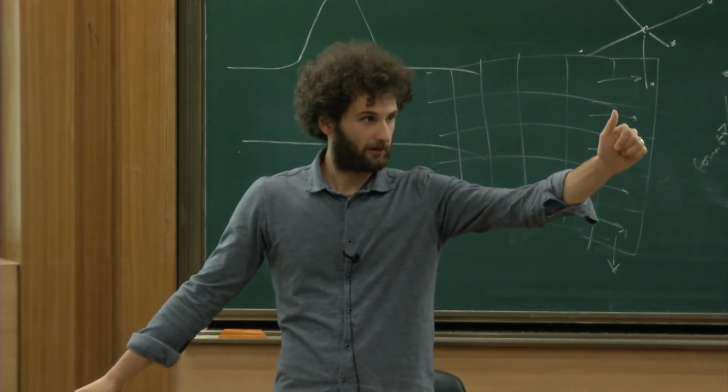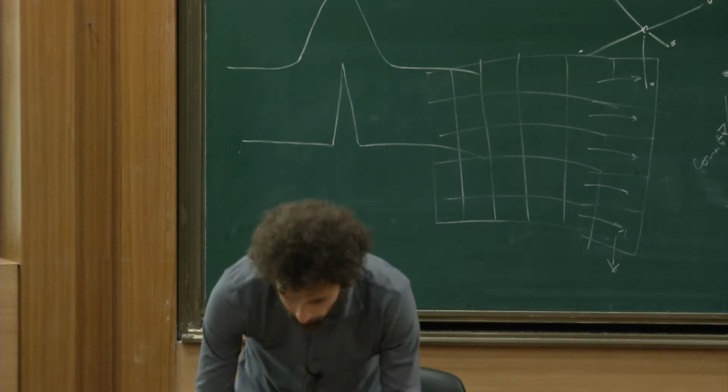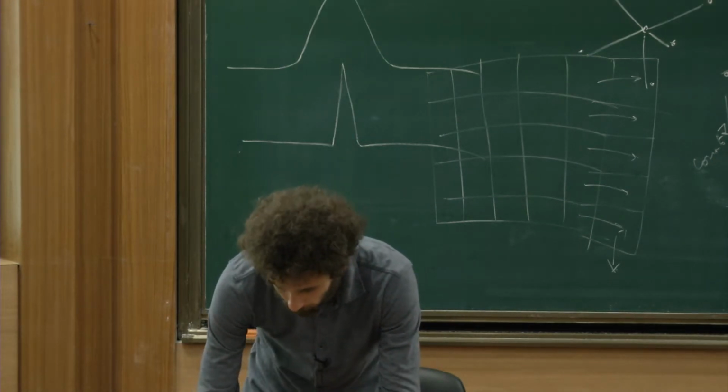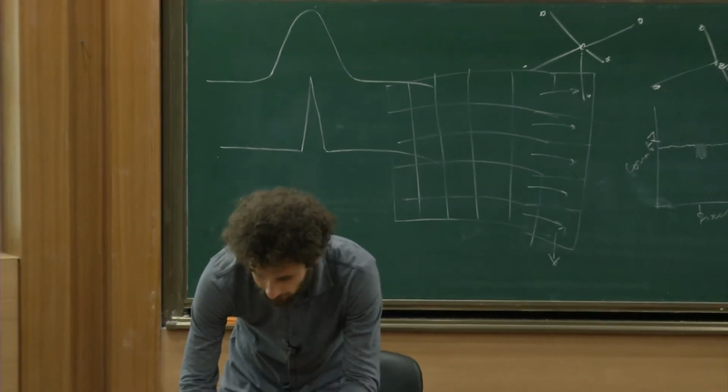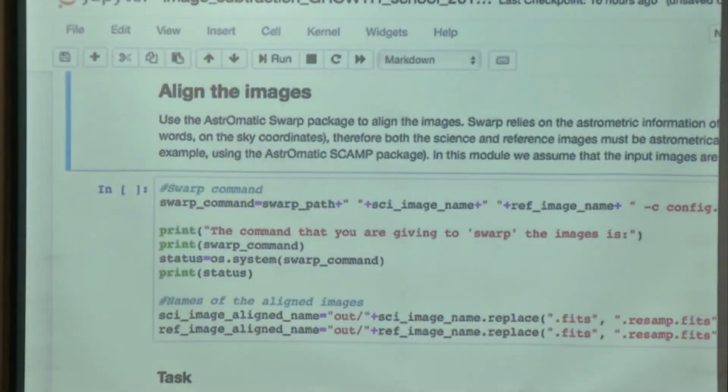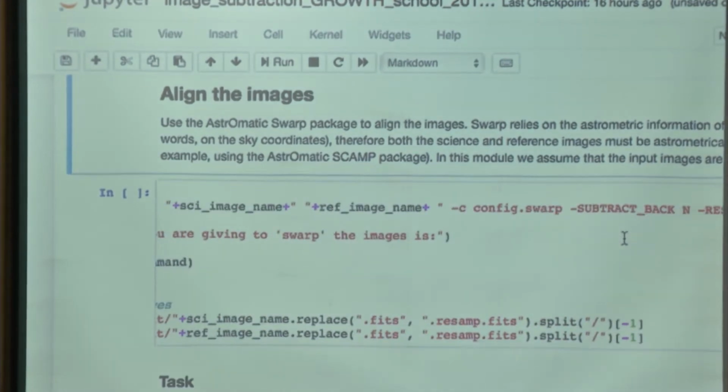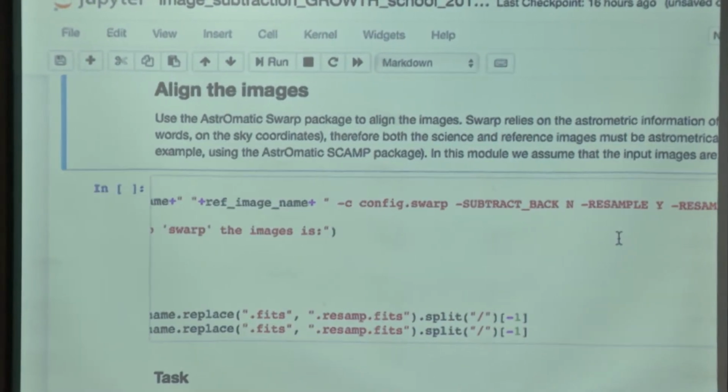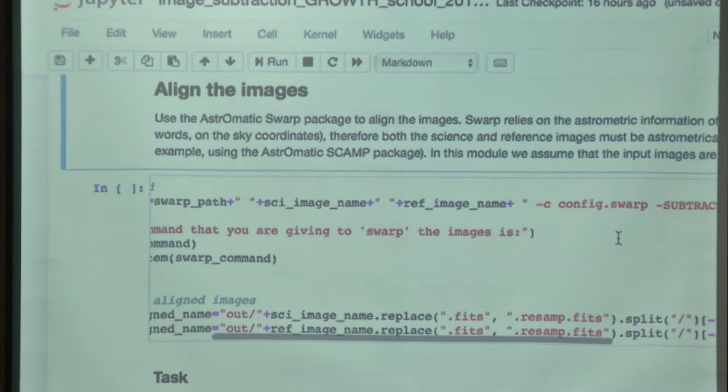All good? Perfect. So, if we go on now, we want to align the images. To align them, as I said before, we're going to use one package of the astrometric software, which is SWARP. I will not make you create the command yourself, because it requires a little bit of experience to put in the correct keywords.